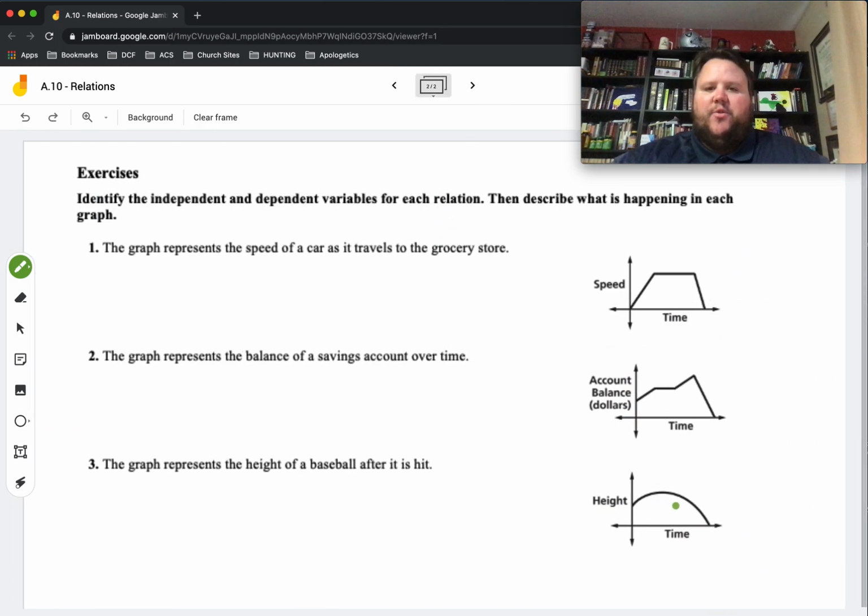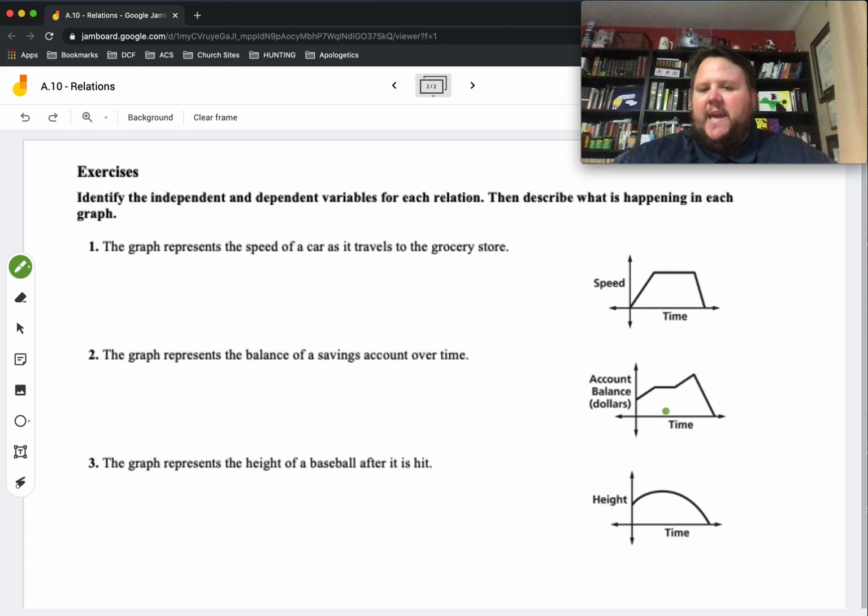So for your work today, you're going to have 3 graphs, and you just have to decide which is the dependent and independent variable. So I'll talk you through number 1. The graph represents the speed of a car as it travels to the grocery store. Well, think about it. When you get in your car, the speed is 0, and the car is stationary. But then you're driving down the road, and you have to accelerate. You're speeding up until you get to the speed limit. Once it got to the speed limit, it went at that level for a while, and then when they pull up to where they're going, you decelerate and you stop. So our independent variable is time, and our dependent is speed.